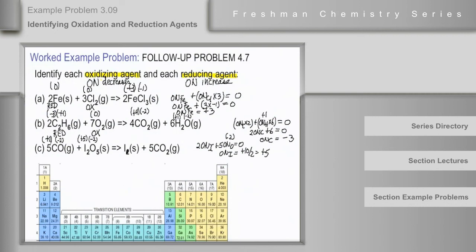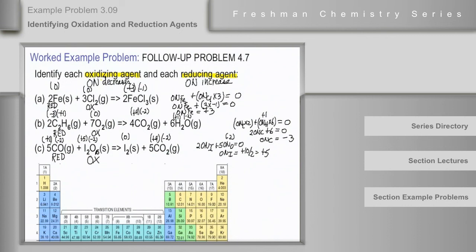The products: diiodine is the elemental form, so it has an oxidation number of 0. And in CO2, as we saw above, carbon is +4 and oxygen is -2. So if we look at what changes, carbon changes from +2 to +4. That's an increase in the oxidation number. So carbon monoxide, since it has the carbon, will be the reducing agent. Iodine goes from +5 to 0. That's a decrease in the oxidation number, and therefore it is the oxidizing agent.